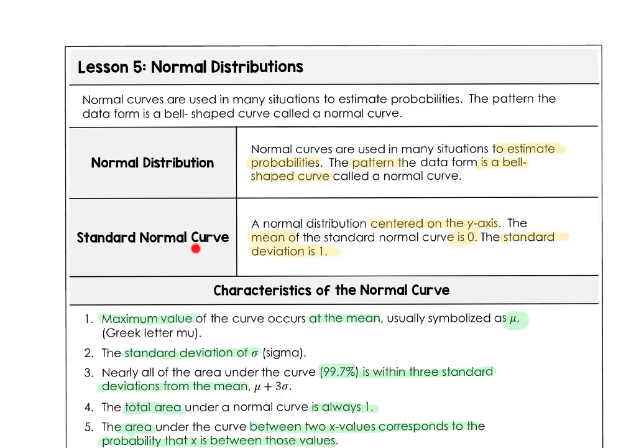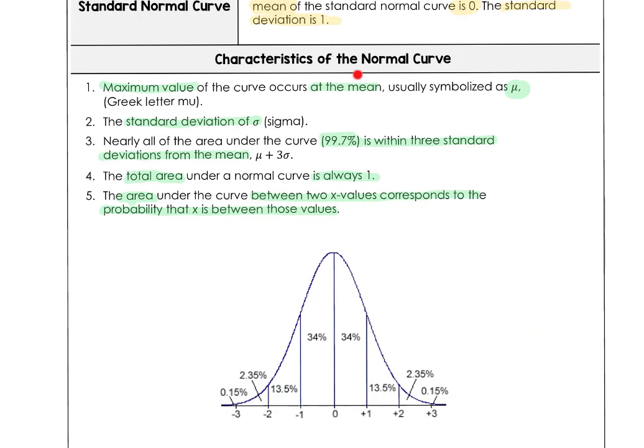A standard normal curve is a curve that's centered on the y-axis, and the mean of the standard normal curve is at the 0 spot, and the standard deviation of the data is 1. I've highlighted some of the characteristics of a normal curve. We said the maximum value is at the mean. That's symbolized by the Greek letter mu. The standard deviation is symbolized by the Greek letter sigma.